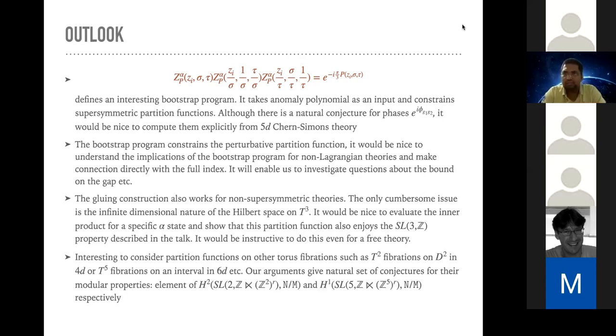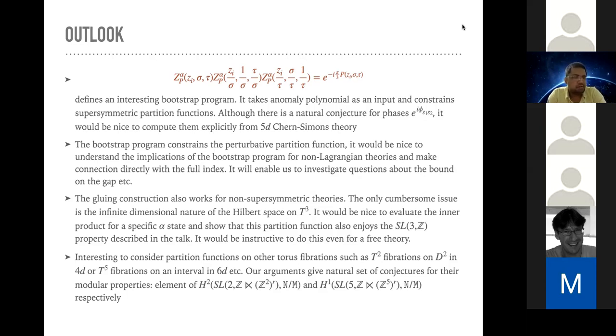Yeah. Good. Thank you. Another question is that, for N equals 2 theories in 4D, there is this VOA/CFT correspondence, and their SL2Z seems to play some role, which acts on the chiral algebra. So what's the relation between that story and yours?